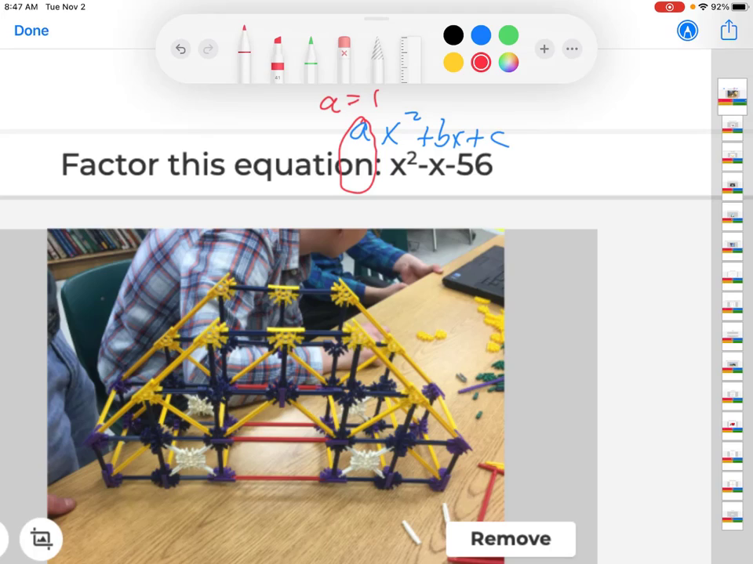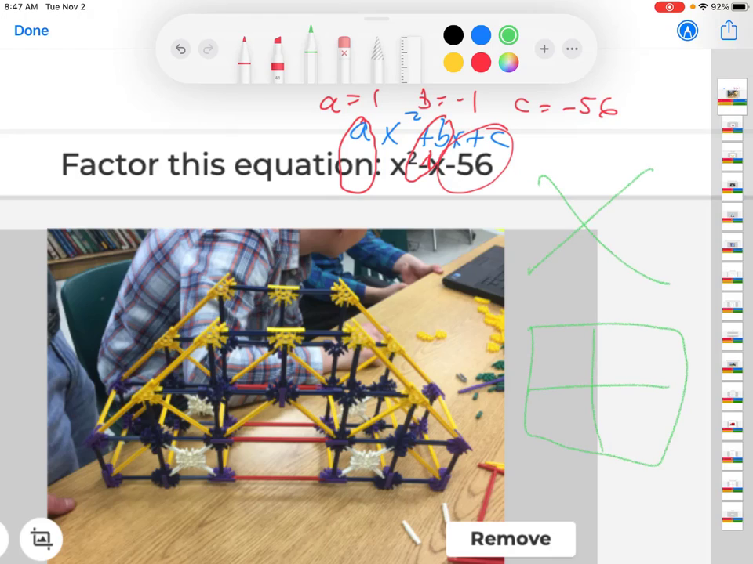You'll get A is equal to 1, B is equal to, when you see no number there, it's going to be a 0 or 1. In this case, it is a negative 1. And then my C value is negative 56. And then A times C, so 1 times negative 56 is negative 56. The B value is negative 1. So we need to think of two numbers. We multiply them to be negative 56, but add to be negative 1.